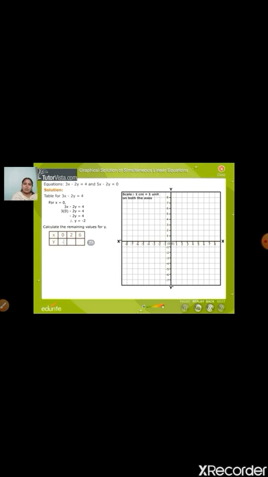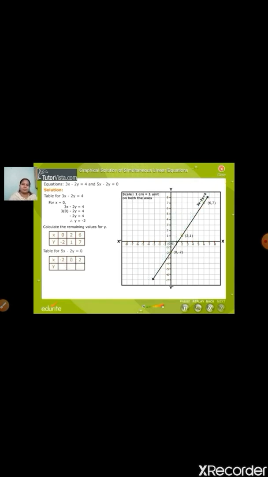Now if x is equal to 0, y will be equal to minus 2. Good, your answer is right. Now substitute x as 2 and find the corresponding value of y. Good, your answer is right. And the last is x is equal to 6. You find the corresponding value of y. Good. This is the line for the equation 3x minus 2y is equal to 4.